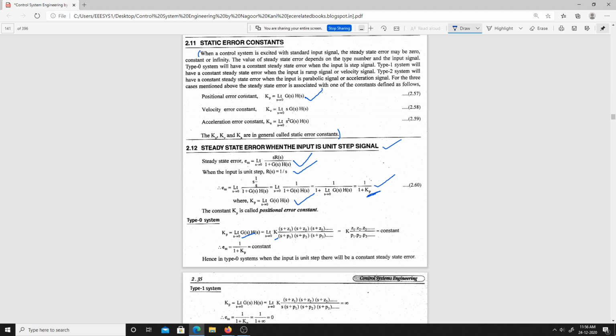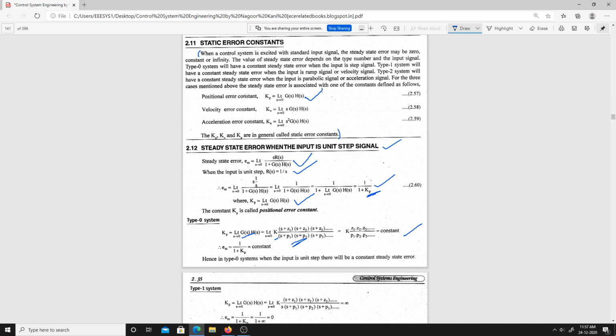S power 0, it will be 1. So is it clear? S power n where n equals 0. Is it clear for type 0 system? So this is the equation we are having. So finally, here in this case s equals to 0. So this is the final equation we are having.